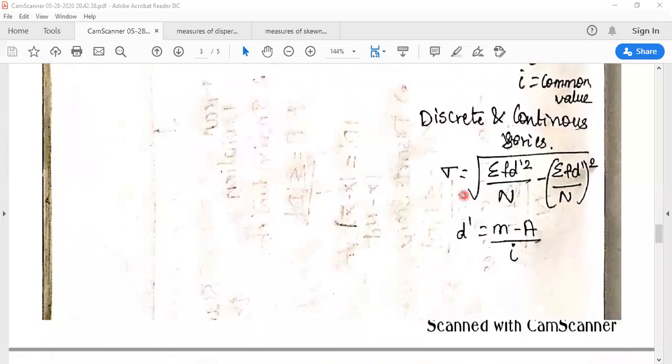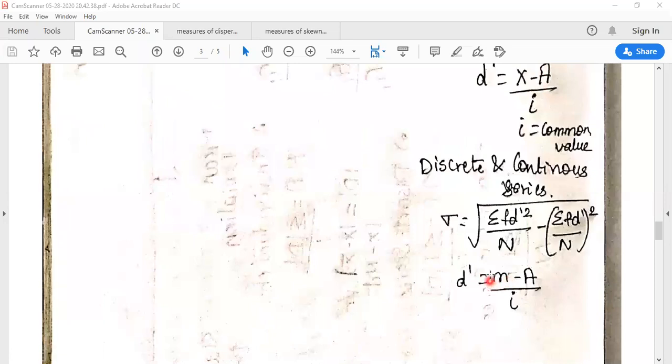So your formula will become: standard deviation is equal to square root of summation fd dash square by n minus fd dash by n whole square. So that will be the complete formula. And here d dash for continuous and discrete series is m minus a by I. Here you had x, here you have m. M is nothing but the midpoint again. So these are the major 4 types, or the 4 measures of dispersion, that we are supposed to understand.